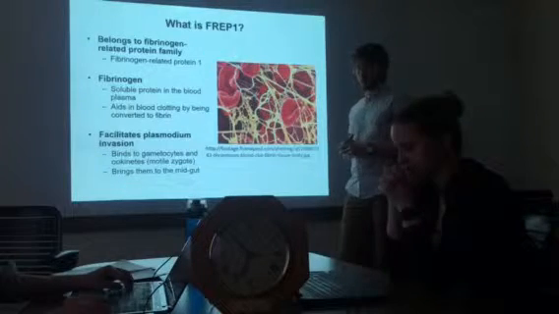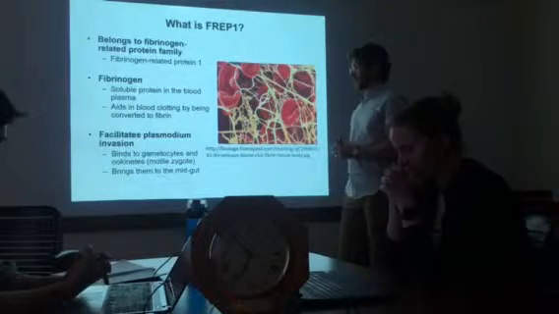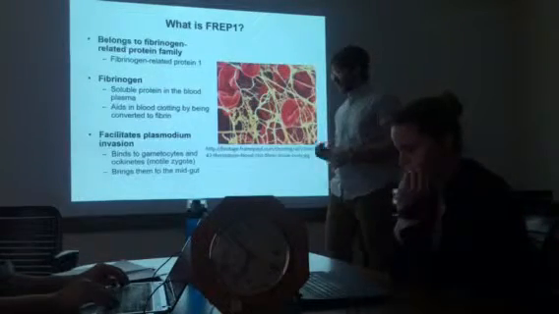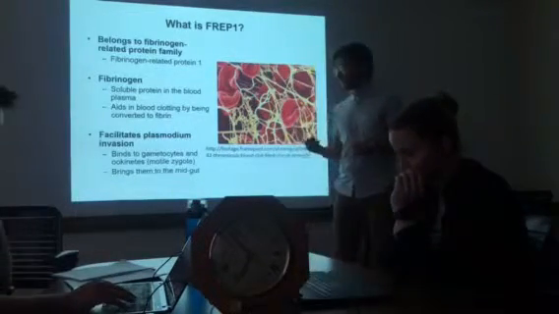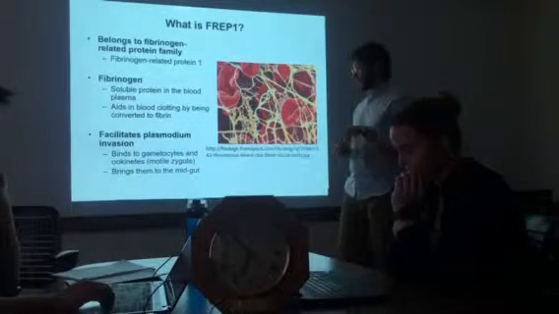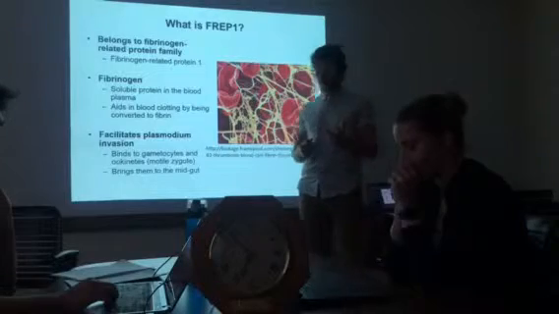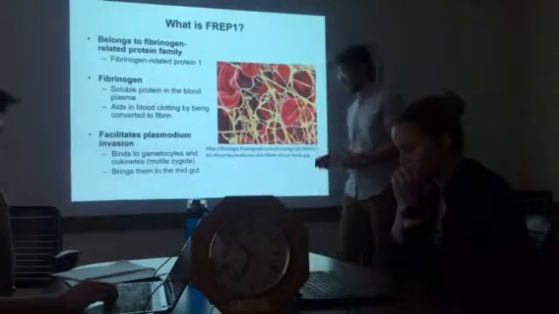Fibrinogen is a soluble protein in the blood plasma, and it aids in blood clotting by being converted to fibrin. Now, in the mosquito, it facilitates Plasmodium invasion, so it binds to the gametocytes, ookinetes, which is a motile zygote, and it brings them to the midgut, from there they travel to the salivary glands.